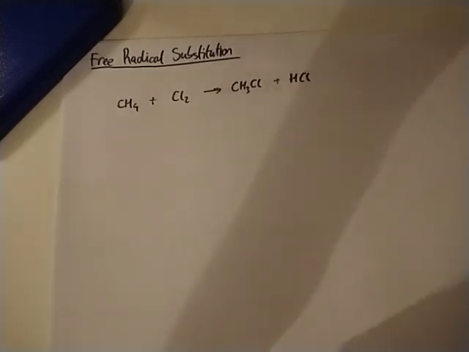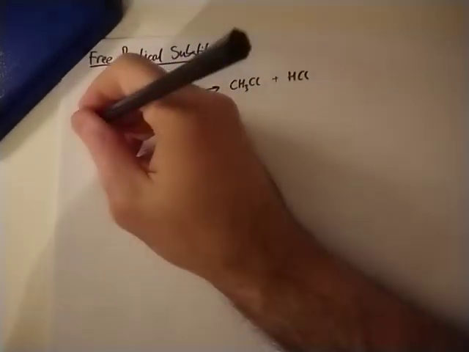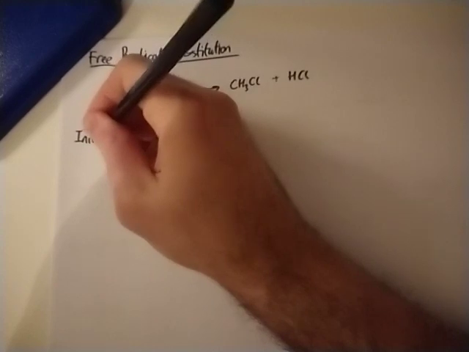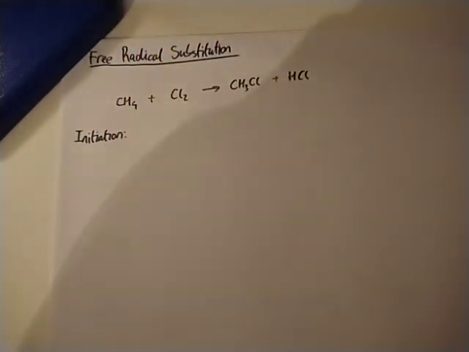So we know that methane combusts really well. We know that chlorine's quite reactive as well. But put them together, nothing will happen. They're both very stable molecules, and when you put them together or try to heat them up, nothing's going to happen. So we need to make this reaction happen somehow. And to do that, we do something called an initiation step. Initiation basically just means we're starting the reaction.